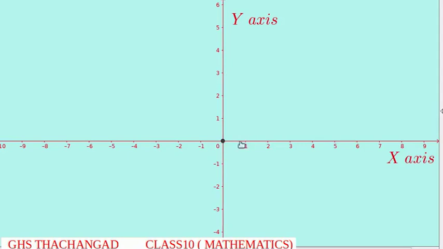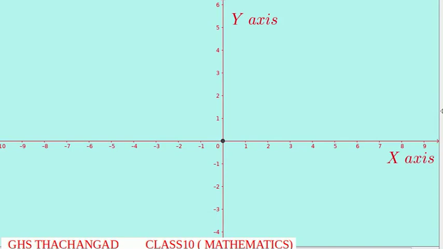On the x-axis we mark some numbers. The numbers on the right side are positive numbers: 1, 2, 3, 4, 5, 6, etc. We mark them like this, and on the left side are negative numbers. On the y-axis, the top part has positive numbers, and below are the negative numbers.